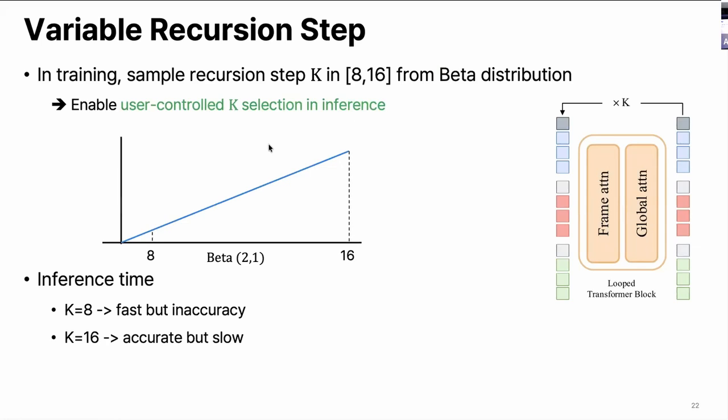And this is another detail about the recursion step K. During training, they sample K from 8 to 16 using a beta distribution. This means that the model learns to operate with different numbers of recurrence steps. And this enables users to choose the number of recursion steps at inference time. So when they use a smaller k, it would be faster but inaccurate. And when they use a large k like 16, it would be accurate but kind of slow.